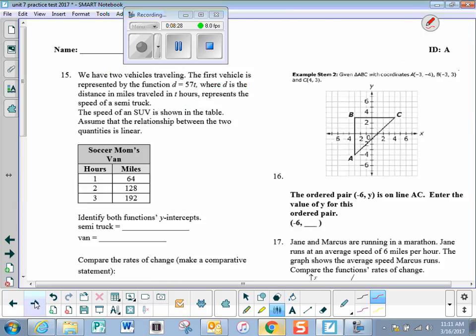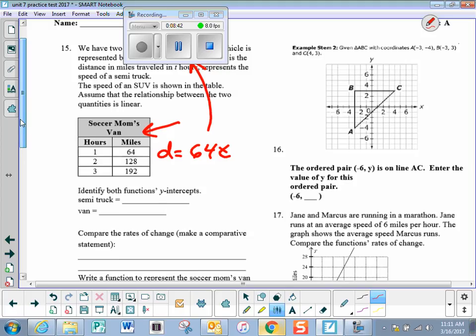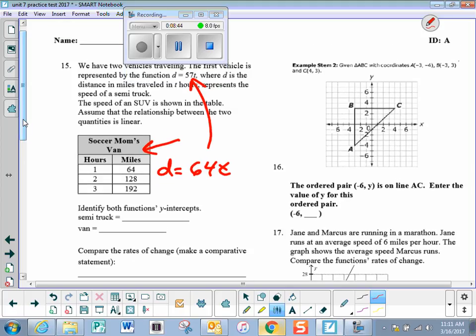All right, moving on. We have 2 vehicles. We have a semi-truck. That's D equals 57T. We have a soccer mom's van. Her equation is D equals 64T. And she's going 64 miles every hour. Identify both y-intercepts. Well, they're both 0. When I put in 0 for T, I get 0 distance, right? It only makes sense. If you have 0 time, you're going to have 0 miles. So they both are 0.